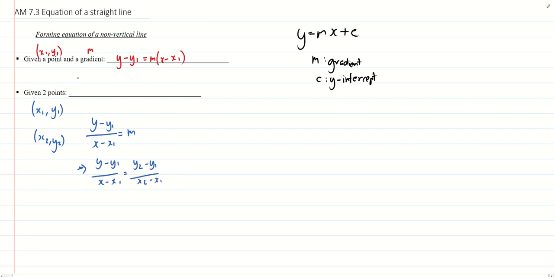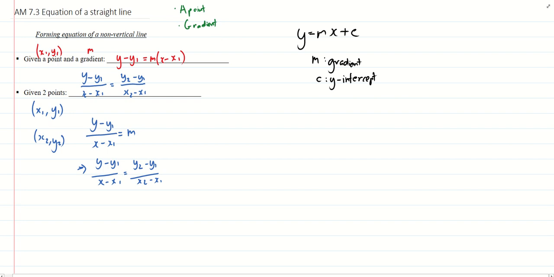So I can simplify the whole method into a formula: y minus y1 over x minus x1 equals y2 minus y1 over x2 minus x1. Of course, if you can't remember the formulas, always remember the properties of the equation of a straight line. You will always need at least 1 point and a gradient. The moment you have this, you can easily form the equation for any straight line itself.